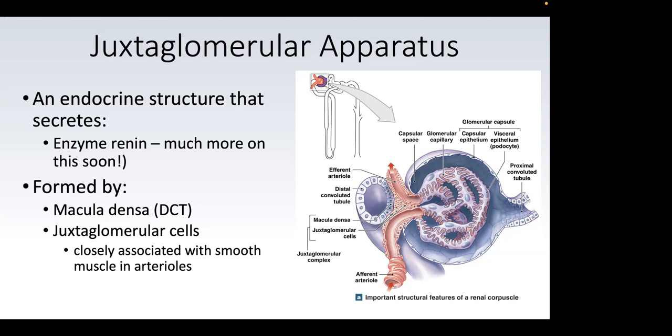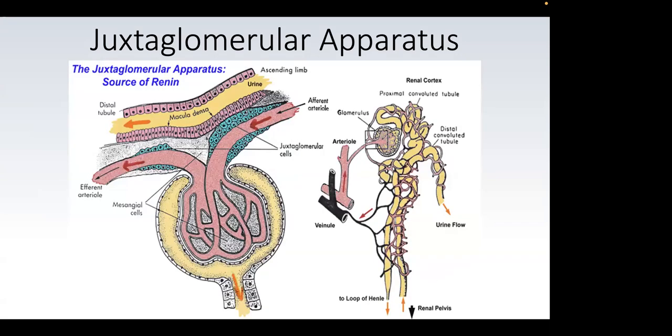Now, the juxtaglomerular apparatus is formed by juxtaglomerular cells, which are found in the smooth muscles of the arterioles leading to and leaving the glomerulus, and then the macula densa, which is found in the distal convoluted tubule. You really need both of them together, and there's this communication that occurs between the macula densa cells of the distal convoluted tubule and the juxtaglomerular cells that are found near the arterioles that bring blood to and away from the glomerulus. Essentially, what the juxtaglomerular cells are sensing is how much blood pressure, how much force of blood is coming into the glomerulus. It's a sensing system.